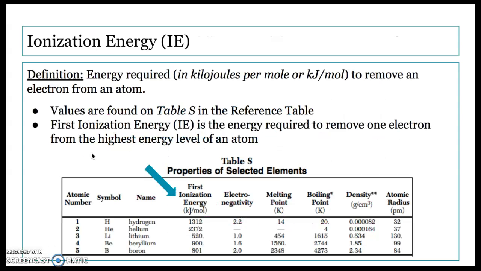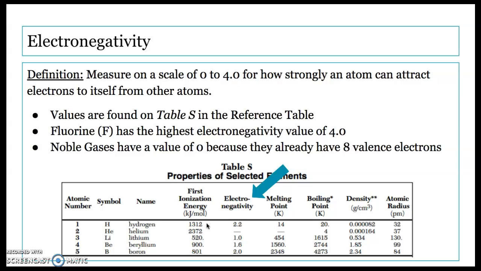Ionization energy is a new term. It's the energy required in kilojoules per mole to remove an electron from an atom. So how easily or hard it will be to take an electron away from an atom. So for instance, taking hydrogen's 1 electron away. The values are also found on table S. It's the first ionization energy that is on table S there. That's the one we care about the most. And as we get towards our halogens, it's going to get more difficult. Again, you'll see that trend as you study it later on this week. So for right now, all we need is the definition.